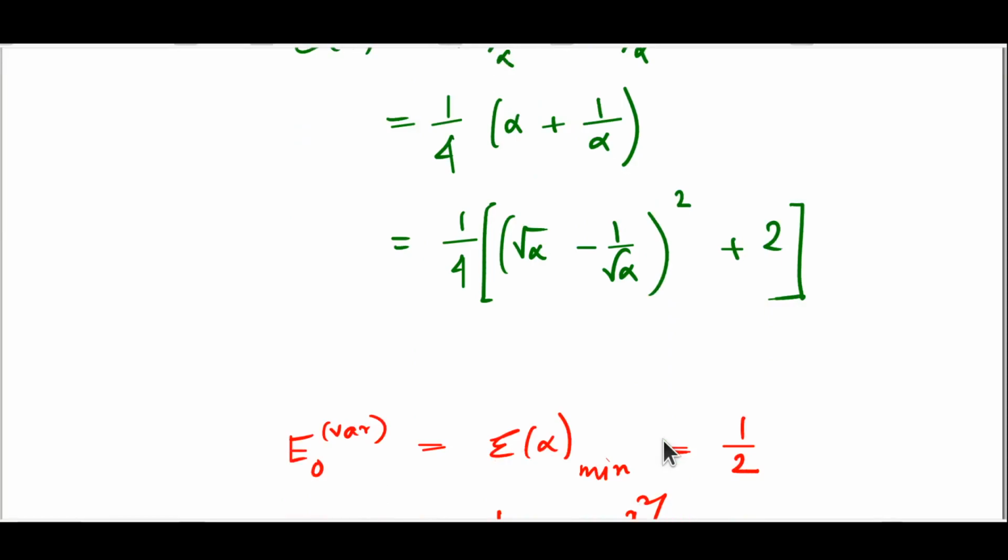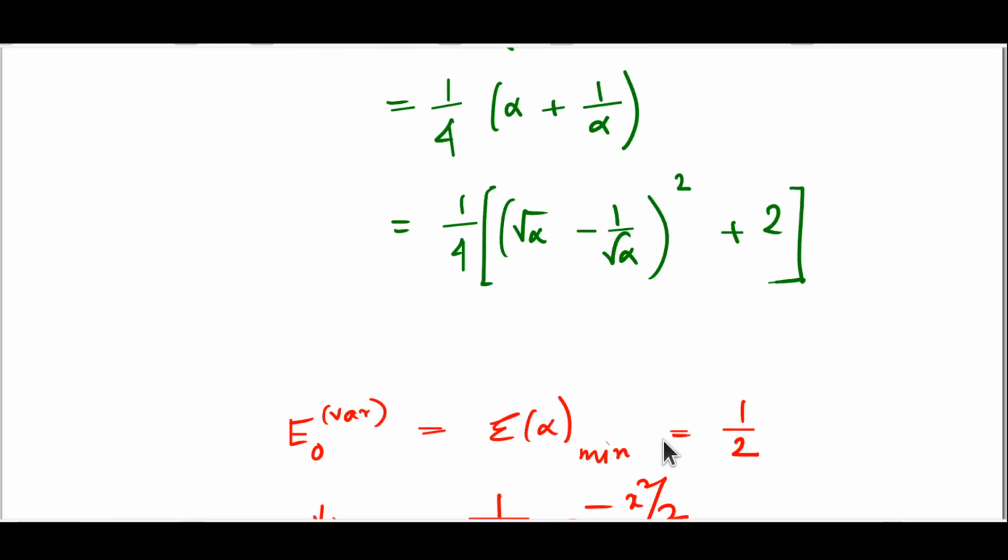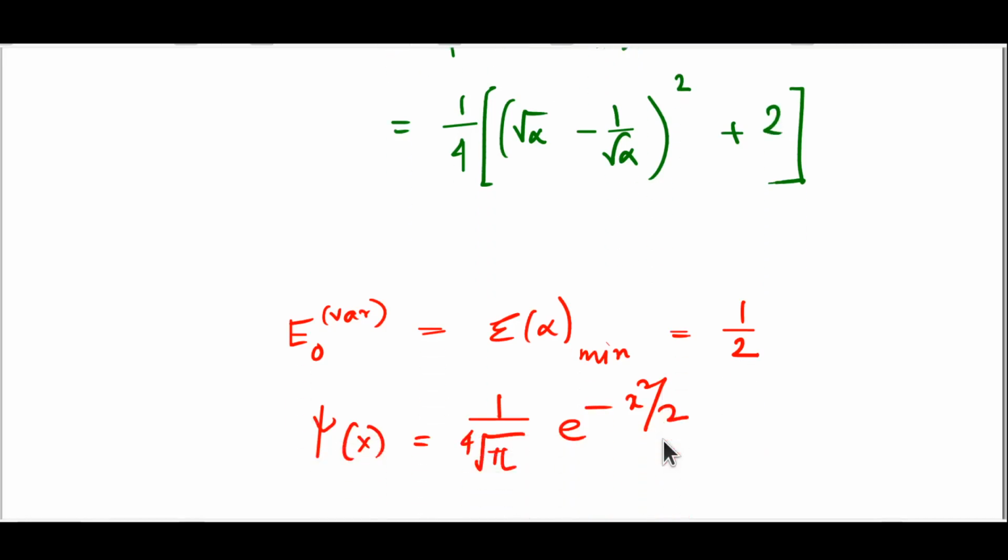So the minimum value of E alpha, which is our variational estimate for the ground state energy E0 variational, comes out to be half. And the wave function within our trial family of wave functions which achieves this minimum, which is in a sense the closest we can get within our trial set of wave functions to the ground state wave function, is given by 1 by the 4th root of pi, e to the minus x square by 2, simply by putting in alpha equal to 1.